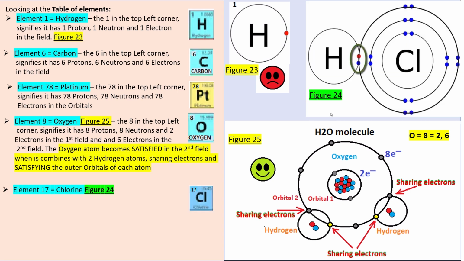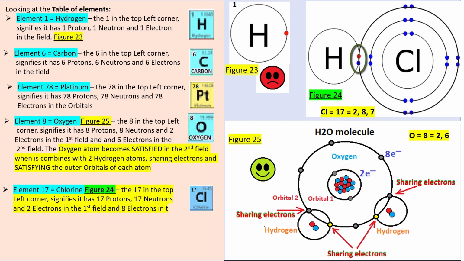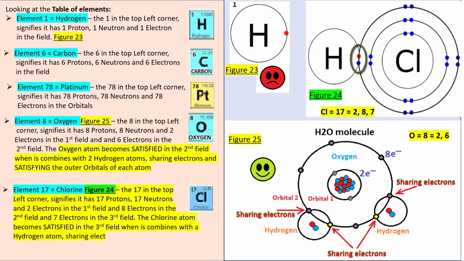Element number 17, which is chlorine, figure 24. The 17 in the top left corner signifies it has 17 protons, 17 neutrons, and 2 electrons in the first shell, 8 electrons in the second shell, and 7 in the third shell. It's 1 electron short of becoming satisfied. So when it combines with the hydrogen atom, the hydrogen shares its electron with the chlorine, satisfying the chlorine, and the chlorine shares those 7 electrons with the hydrogen as they come through and satisfies the hydrogen.